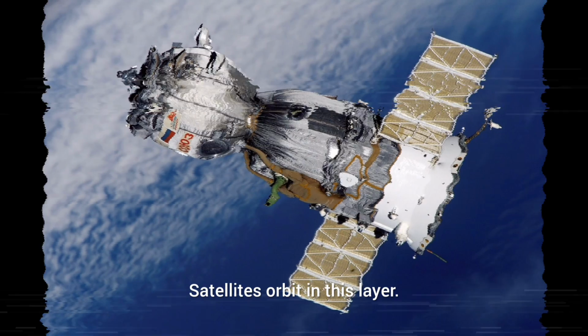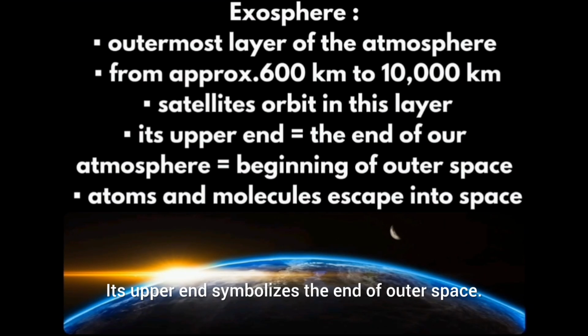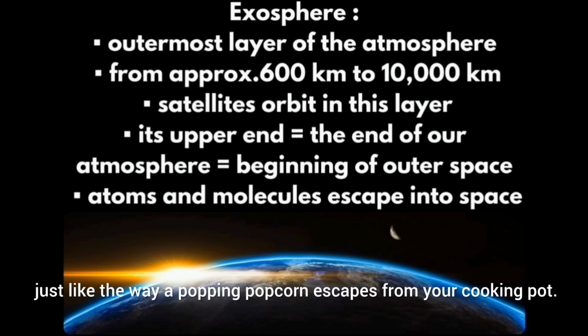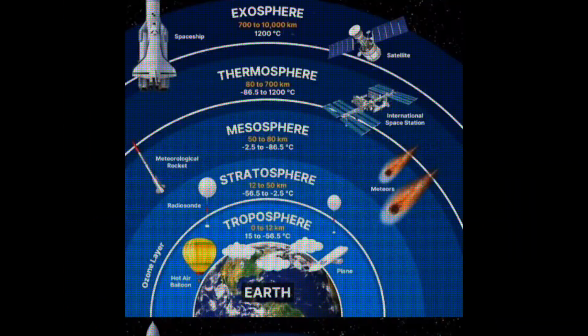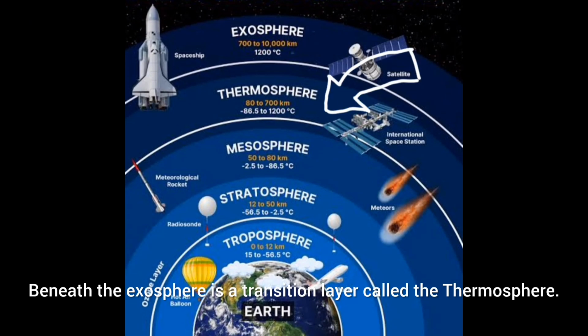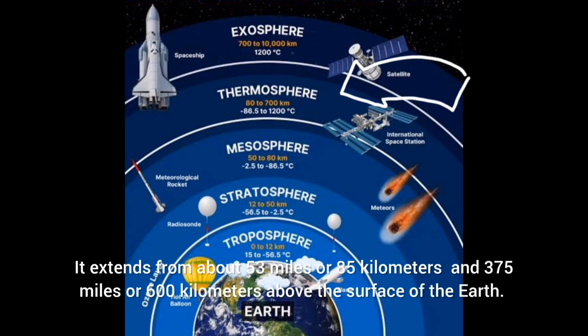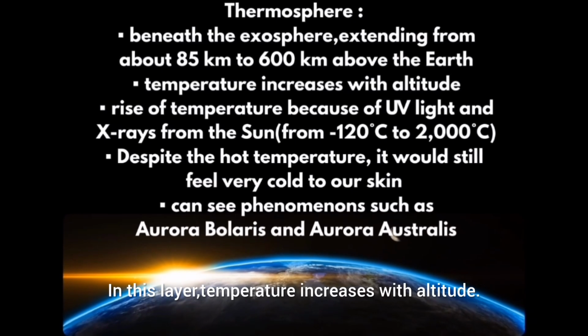Satellites orbit in this layer. Its upper end symbolizes the end of outer space. In this layer, atoms and molecules escape into space, just like the way a popping popcorn escapes from your cooking pot. Beneath the exosphere is a transition layer called the thermosphere. It extends from about 53 miles or 85 kilometers and 375 miles or 600 kilometers above the surface of the Earth. In this layer, temperature increases with altitude.